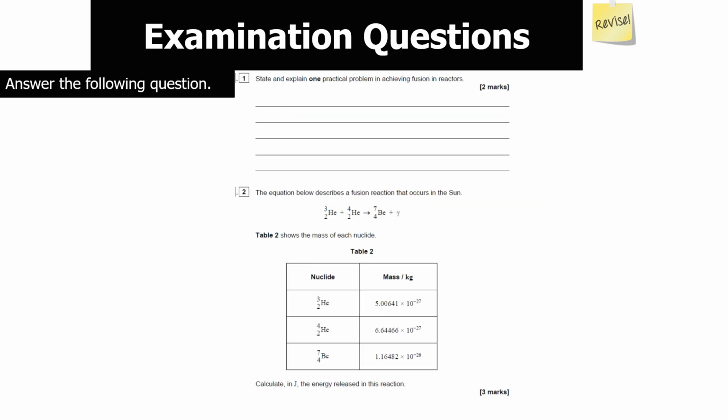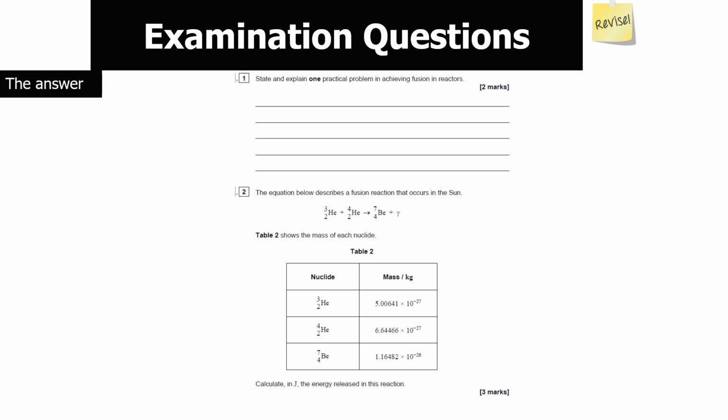The next question says, state and explain one practical problem in achieving fusion in reactors. The equation below describes a fusion reaction that occurs in the Sun, and table 2 shows the mass of each nuclide. Calculate, in joules, the energy released in this reaction. So pause the video now, then unpause the video when you want to go through your answer.